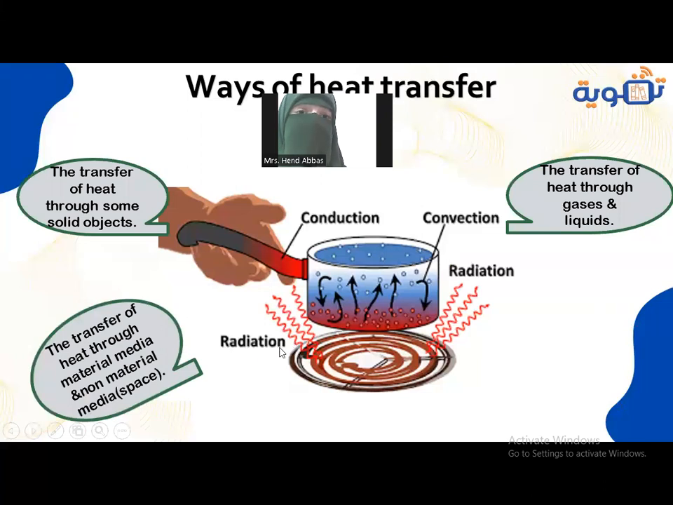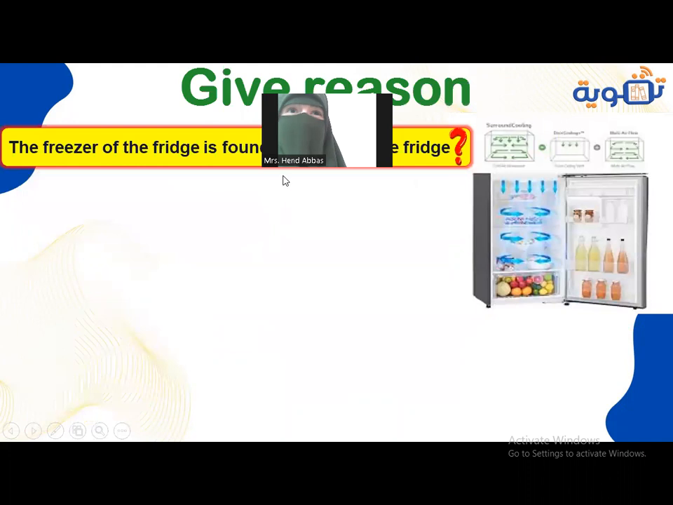The transferring of heat by radiation is another way of transferring heat. If there is a medium, like gas, it will transfer through it. Or if there is nothing, space or vacuum, the heat will also transfer by radiation. So in radiation, heat is transferred through material media and non-material media.